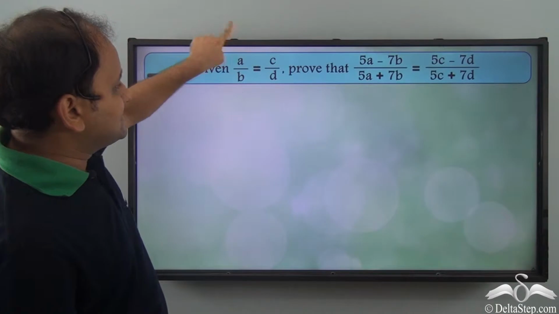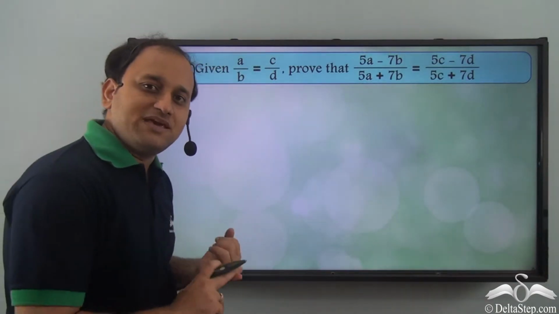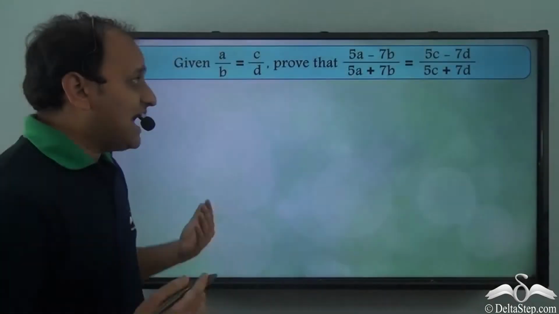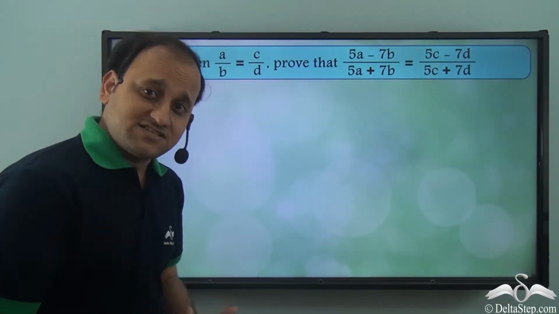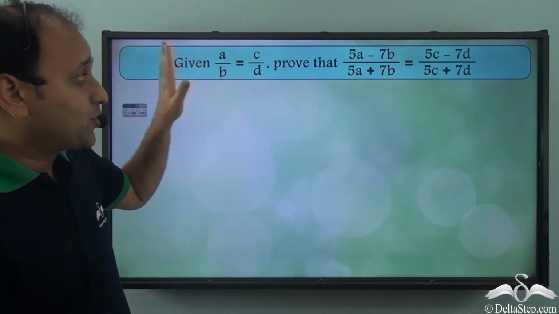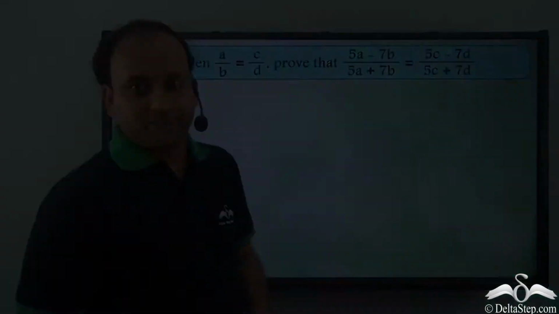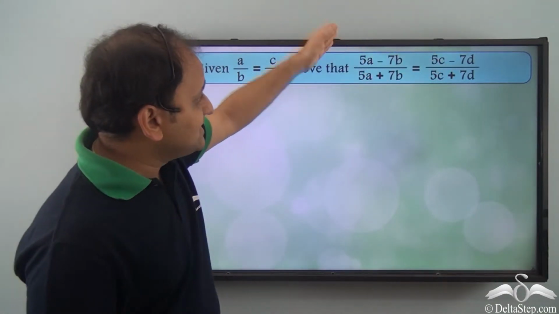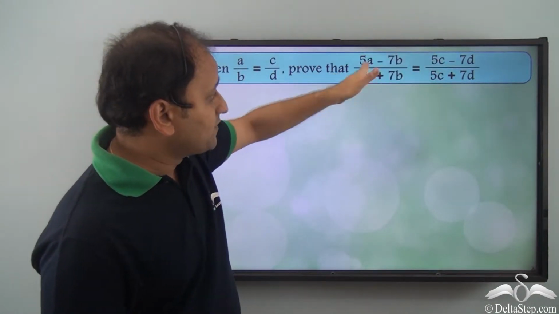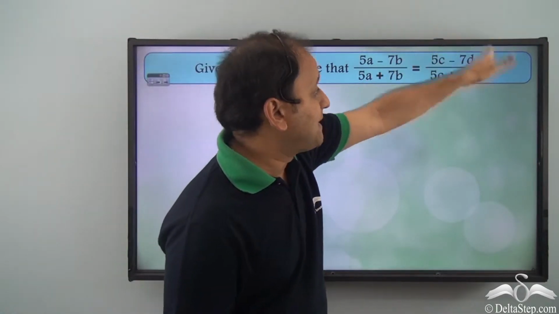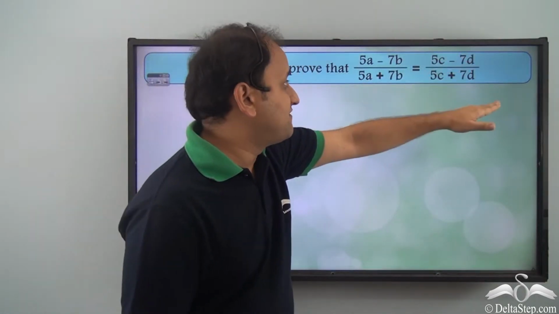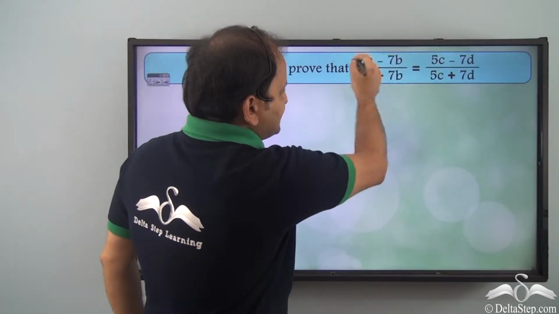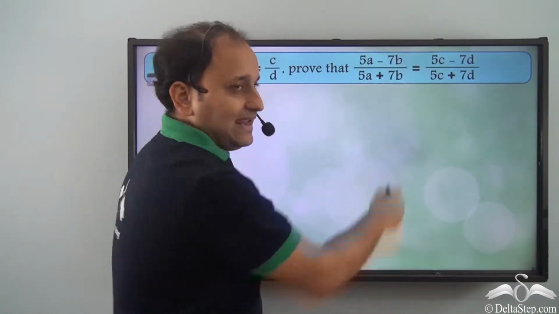So, we clearly can see that this can be represented as a is to b is equal to c is to d, or a is to b is proportional to c is to d. So, we have this relationship which gives us a hint that we need to apply the properties of ratio and proportion. Also, we have this term here: 5a minus 7b by 5a plus 7b is equal to 5c minus 7d by 5c plus 7d. So, these terms are getting repeated, and also we have the same type of terms getting subtracted and then added.